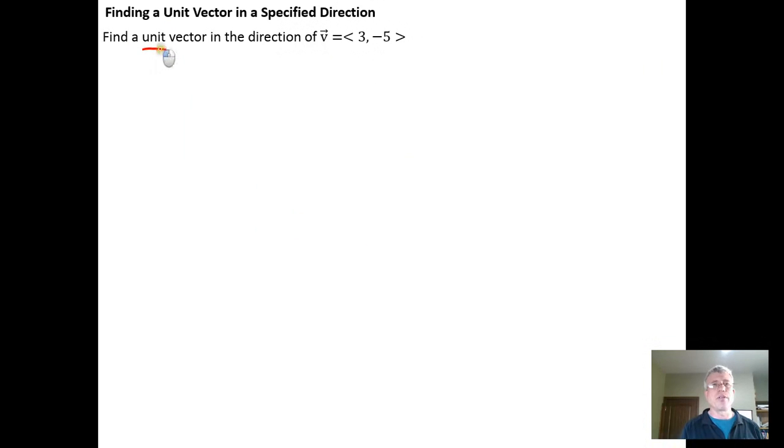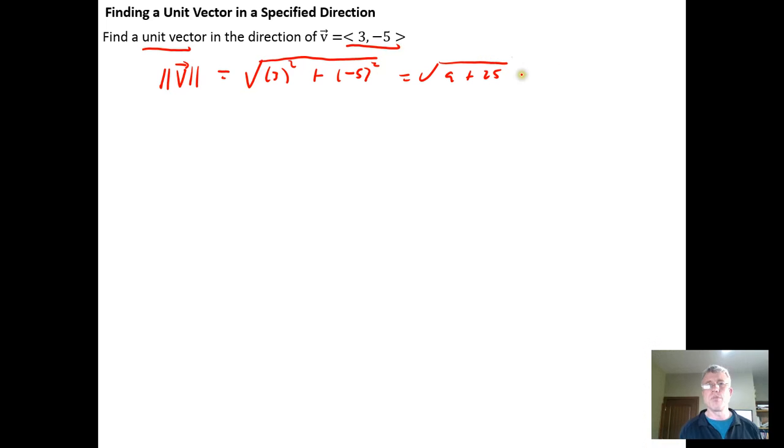Let's find a unit vector, a vector of length 1 that points in the same direction as the vector v. So what we would need to do then is find the size of vector v. And the size of vector v is just going to be the square root of the sum of the squares of the vector components. So we get the square root of 9 plus 25, which is just the square root of 34, which is 2 times 17, the product of two prime numbers, so we know it's in simplified radical form.